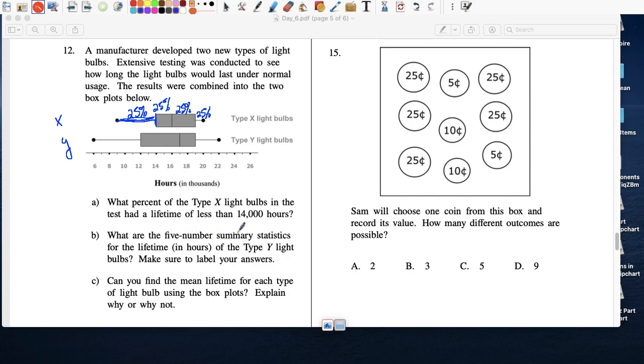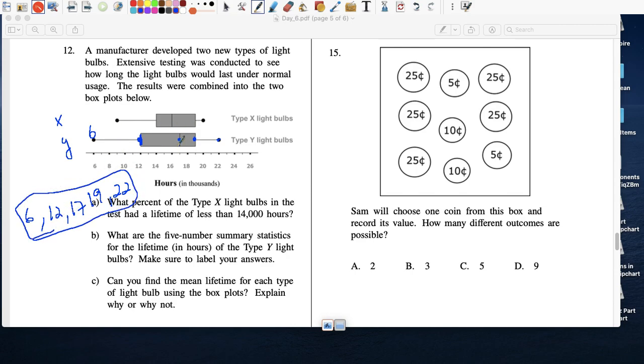What are the 5 number summary statistics for the lifetime in hours of the type Y light bulbs? Well, the 5 numbers that were used to create this box plot: this number over here, which is 6. The second number was 12. The third number was this dot over here, which is 17. The next number was this dot over here, which is 19. And finally, the last one, 22. So these 5 numbers are the numbers used to create the box plot.